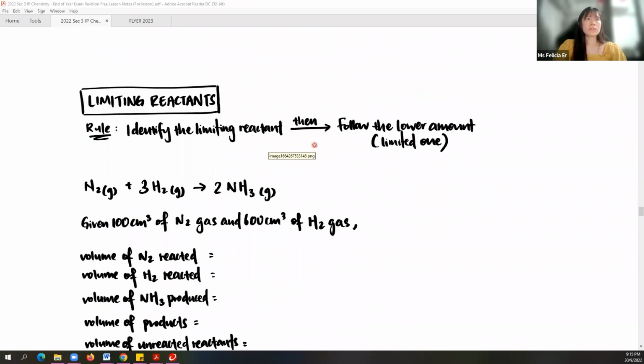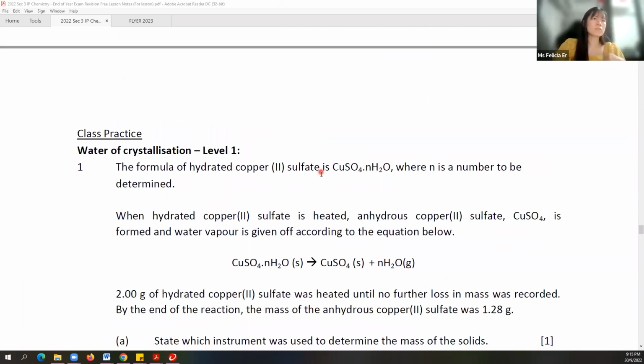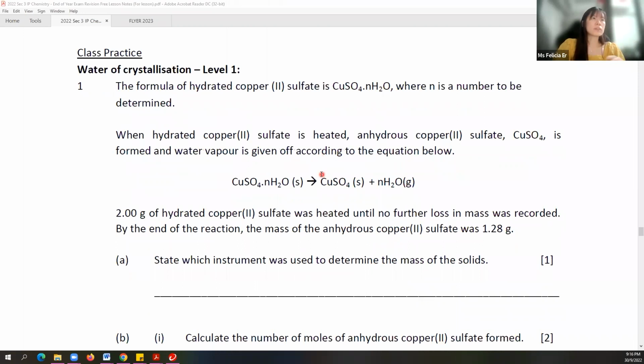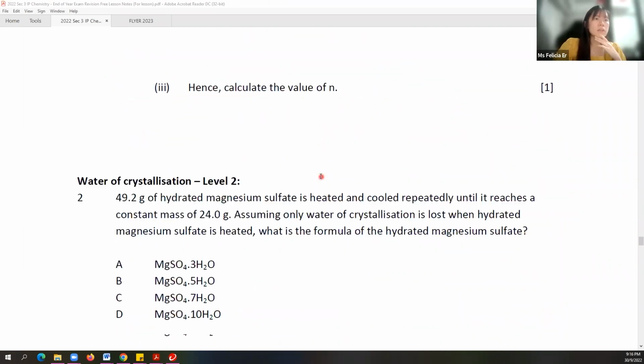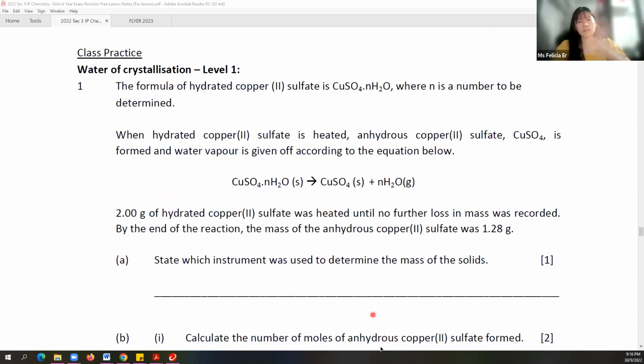Okay, so for the next part over here on limiting reactants, wait, let me see whether before I start with limiting reactants, can we try out some practice questions first? Yeah, I think we try out some practice. Okay, we try out this page first before I start on limiting reactant, because that's another new section. Okay, can y'all flip to this page now?